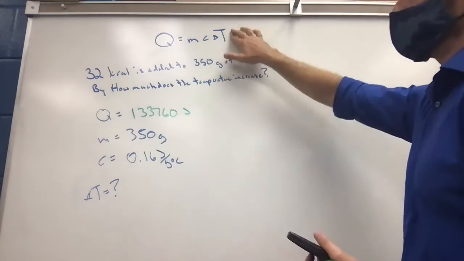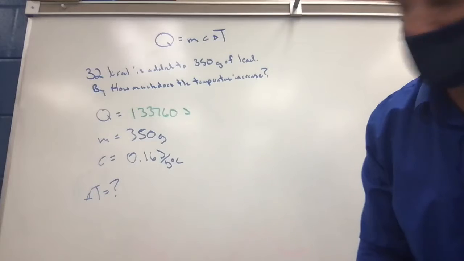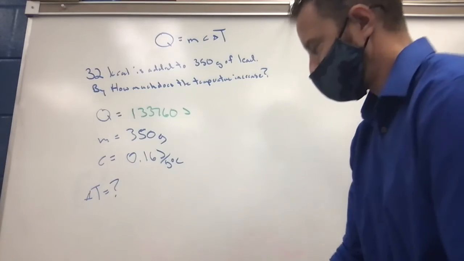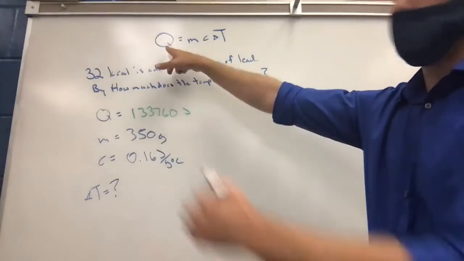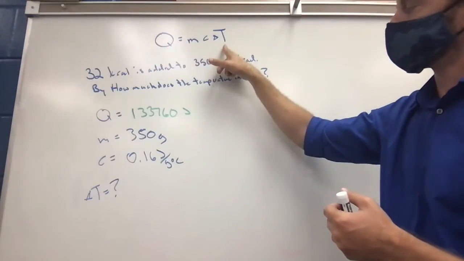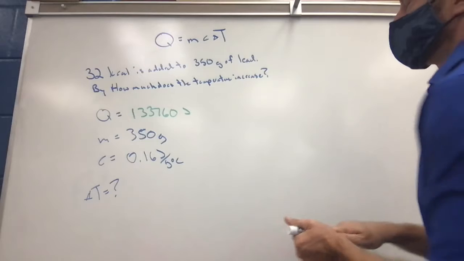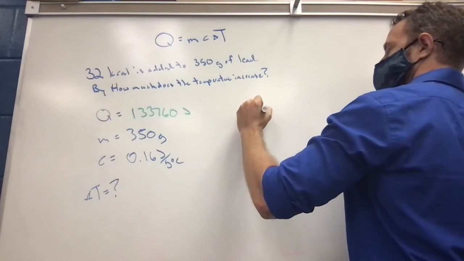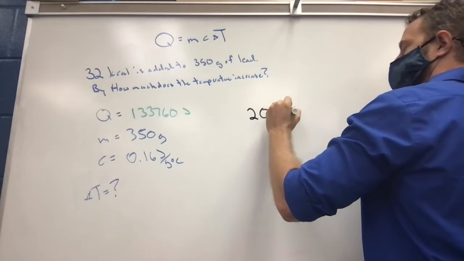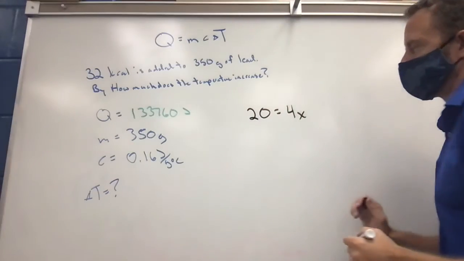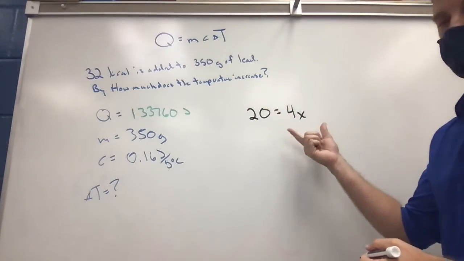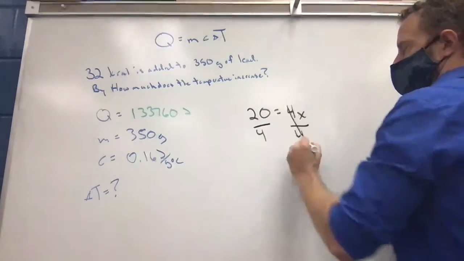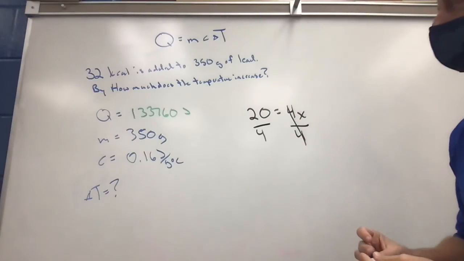So let's take this equation and think, how do I get that delta T by itself? If I just wanted Q, it's already by itself, but I want delta T. That's not by itself. So kind of like 2020 equals 4x, right? Well, hopefully you can solve this, right? Well, let's just divide both sides by 4, right? So x is 5 kind of thing there, right?